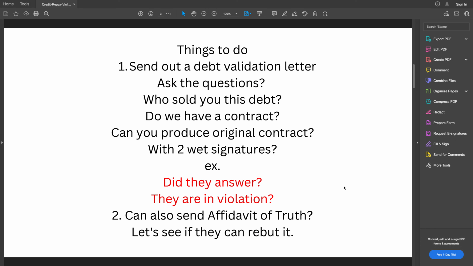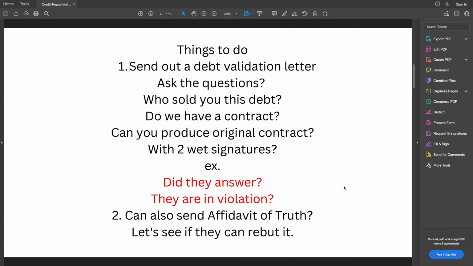Okay, things to do. 1, send out a debt validation letter. Ask the questions: who sold you this debt? Do we have a contract? Can you produce an original contract with 2 wet signatures? Your debt validation letter should have those types of questions in it. I might later put up a sample debt validation letter, but you can also search online for example ones. Try to find ones that have those types of questions in them, and then just adjust them.